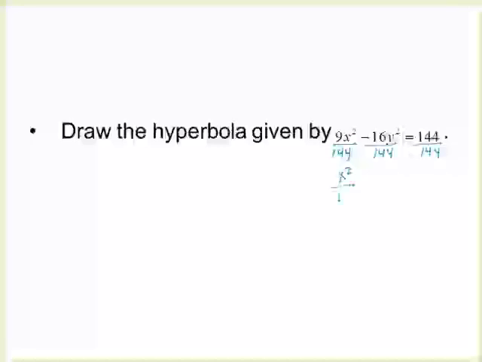So I get x squared over 16 minus y squared over 9 equals 1. Then to graph, center at the origin. Under the x is a 16, so I'm going to take the square root of that and go 4 in each direction on my x-axis. Under the y is a 9, so I'm going to take the square root of that and go 3 in each direction on my y-axis.